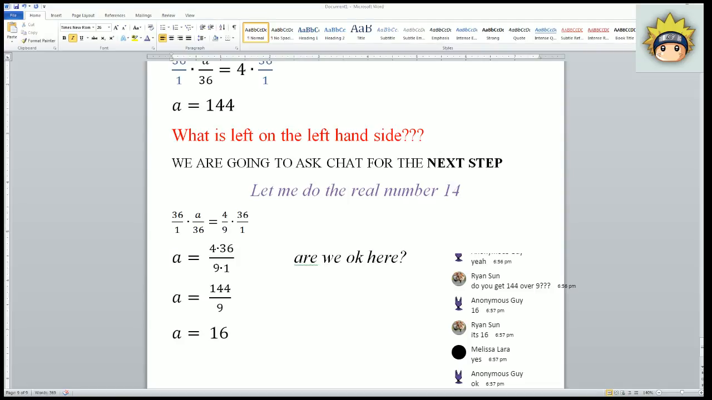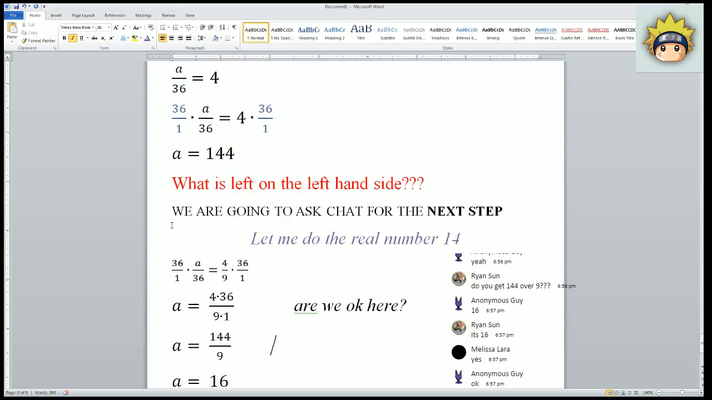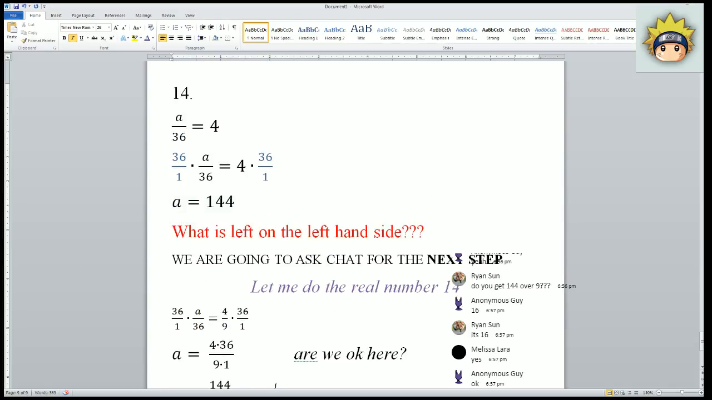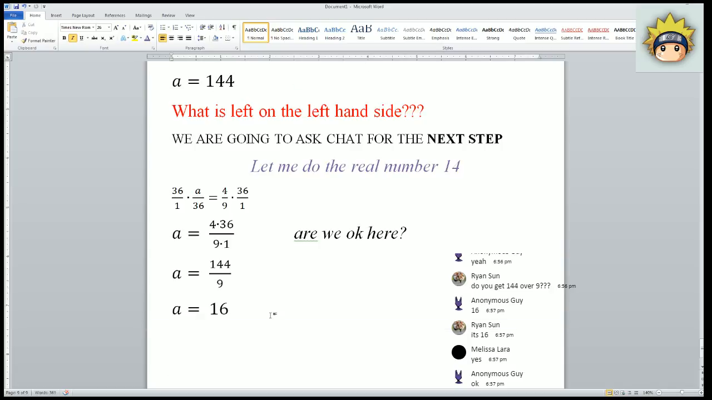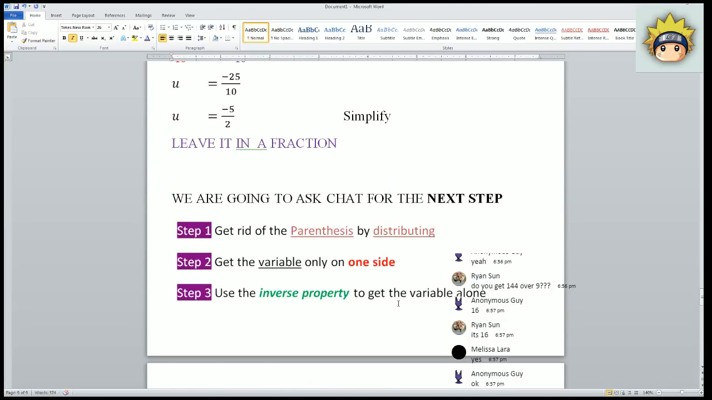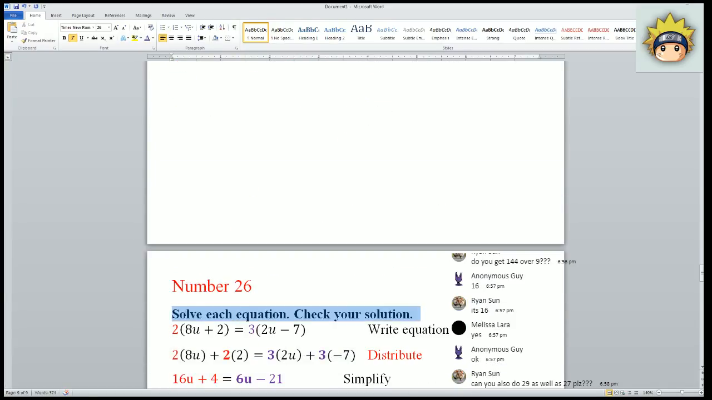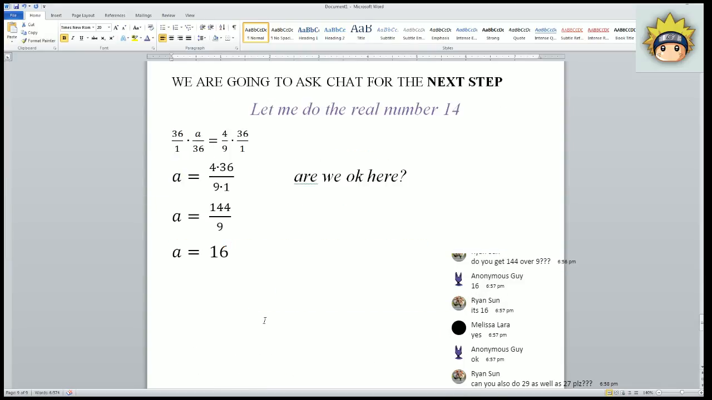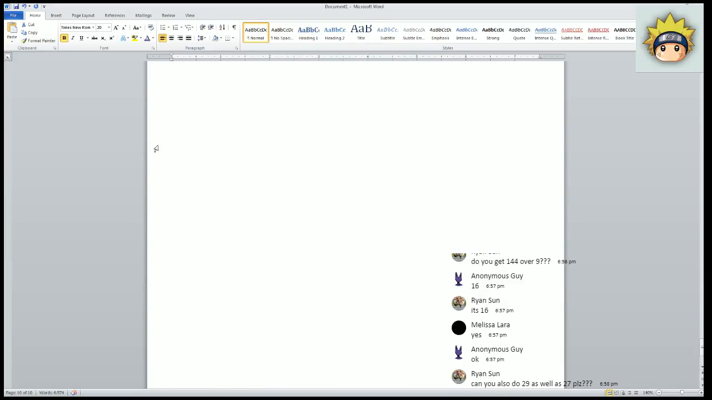So what do we ask? Someone asked for 14. That was 14, and Ryan asked for 27 on the back. Let me look for 27. Good. Let me drop 27 here. What are the instructions? It says solve each equation. Hold on, let's see.